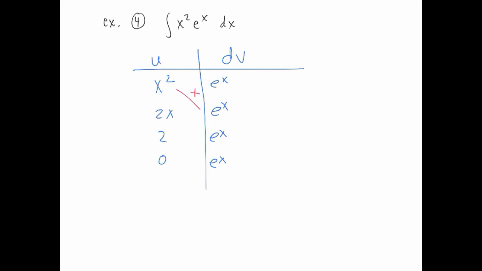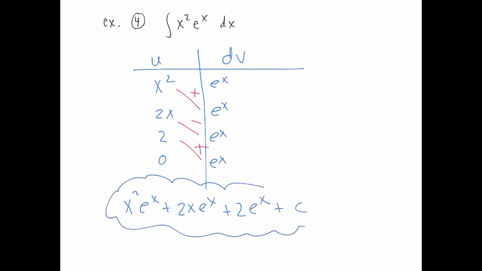So I'll take the positive, the negative, and the positive products. So it's x squared e to the x plus 2x e to the x plus 2 e to the x plus c. And that took us less than a minute. If you go see how long it took us when we did it the long way, you'll notice how appealing tabular integration can be as a shortcut to integration by parts.